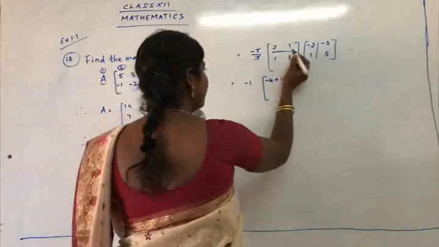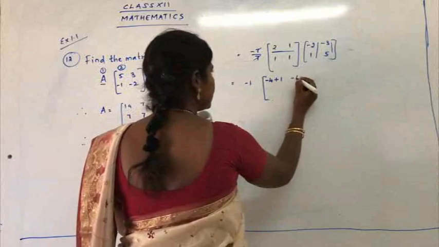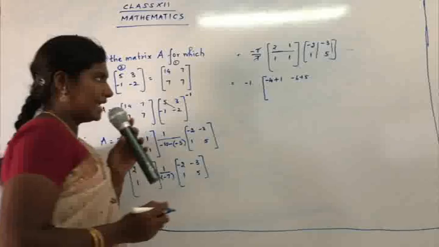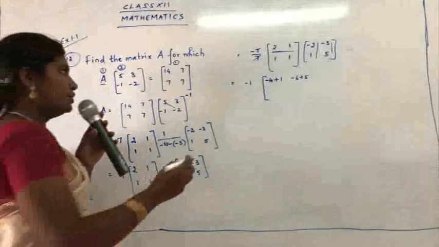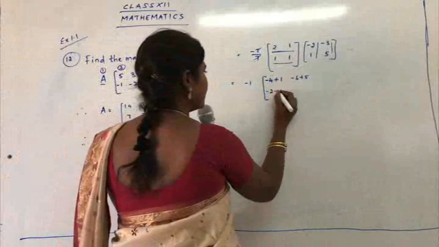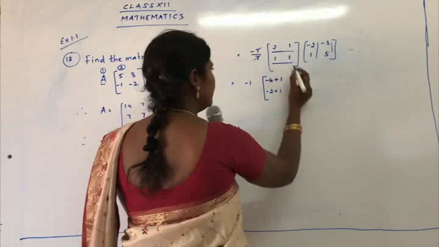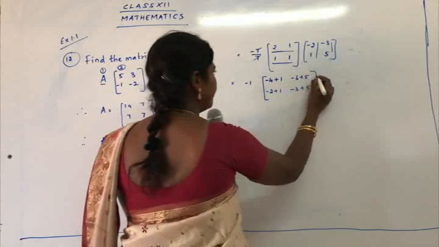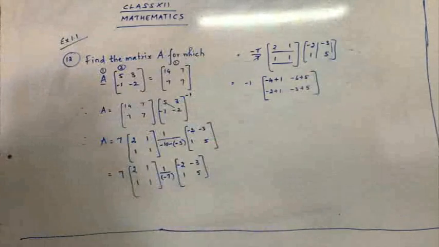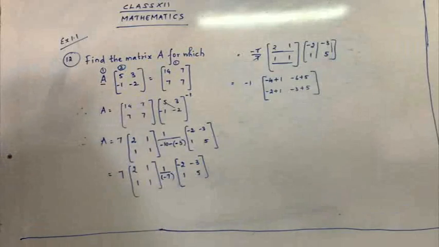That is first row, second column. So 2 into minus 3, minus 6. 1 into 5, plus 5. Now second row, first column. 1 into minus 2, minus 2. 1 into 1, plus 1. 1 into minus 3, minus 3. 1 into 5, that's plus 5. So you get minus 4 plus 1, minus 6 plus 5, minus 2 plus 1, minus 3 plus 5.